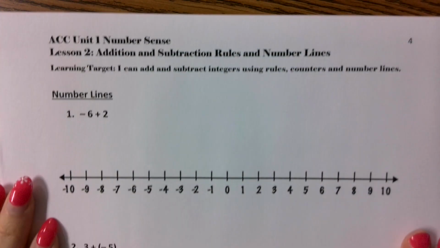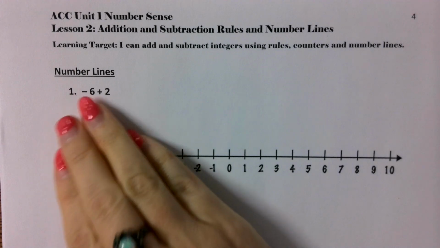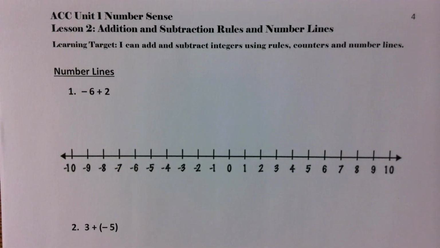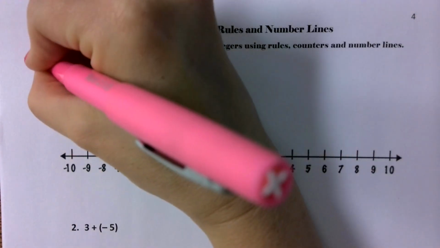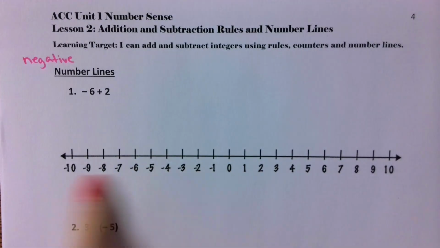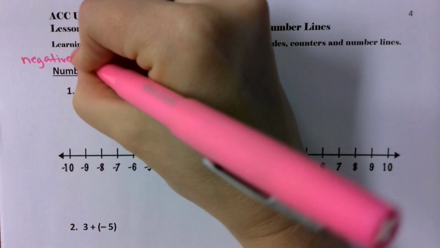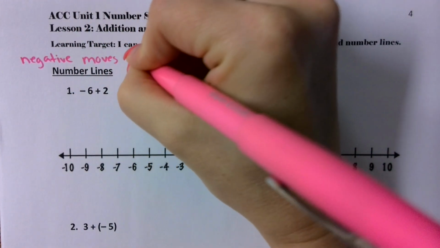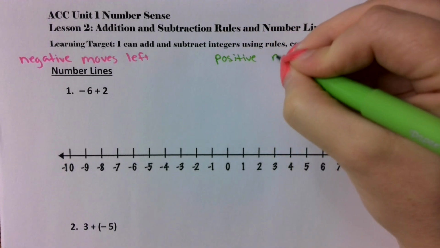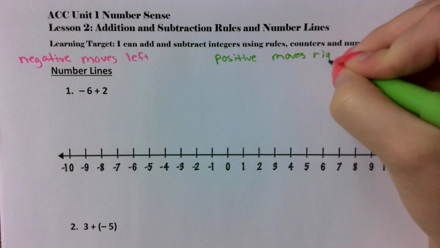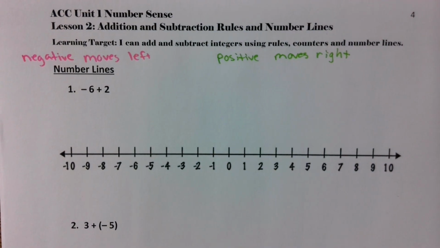All right, number lines. How to identify addition on a number line. When you are modeling addition on a number line utilizing positives and negatives, just keep in mind, if we're talking about a negative term, what direction do you think a negative term is going to move? Left or right? Negative moves left. Your positive moves to the right.